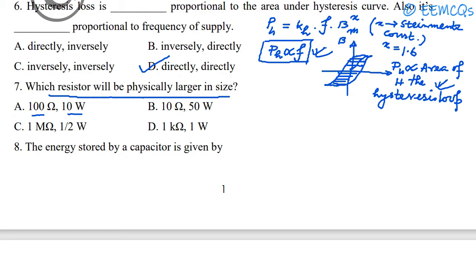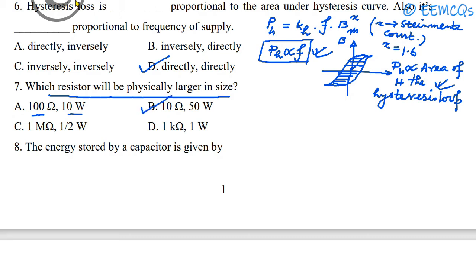As you can see in option B, the resistor has a wattage value of 50 watt, that is, it can dissipate 50 watts of power. So we can say that option B here is the correct answer, that is 10 ohm and 50 watt.